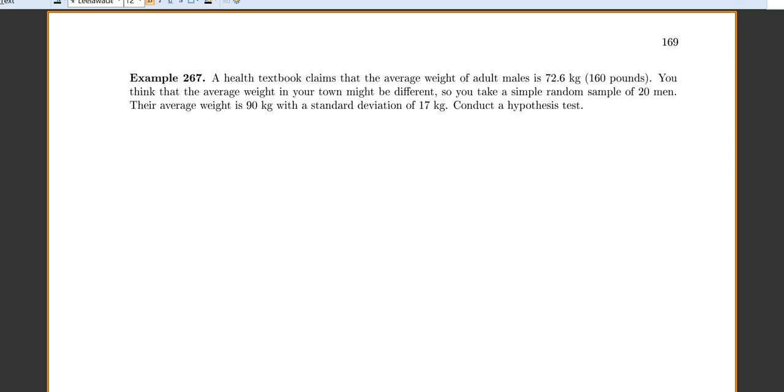In our next example, a health textbook claims that the average weight of adult males is 72.6 kilograms. You think that the average weight in your town might be different, so you take a simple random sample of 20 men. So my sample size equals 20. The average weight, so that would be the sample average because it's talking about the men in your sample, is 90 kilograms. And a standard deviation of 17.